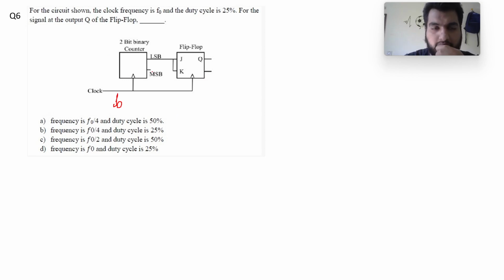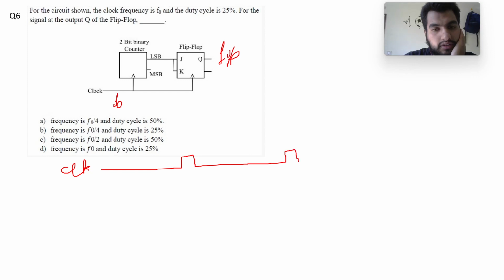This is a 2-bit binary counter connected to this flip-flop. We need to find out what my clock frequency will be here, and its duty cycle. So let's just draw the clock first. I can draw it like this. Not equally spaced, but we can work with that.